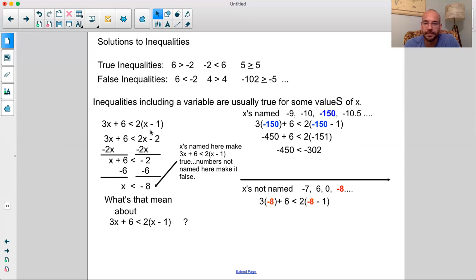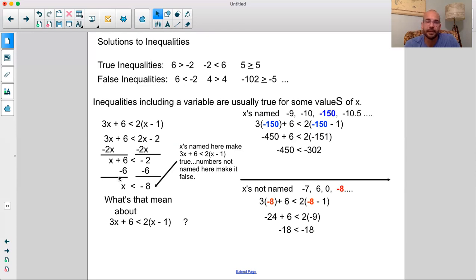So let's try the most controversial one out of that list, which is -8. What does that do to our original inequality? Well, it makes -24 plus 6 on the left. It makes 2 times -9 on the right. It ends up with -18 equals -18. And think for a second, is that a true inequality or a false inequality? It's one of those strange false ones. So a number that is not named here made the inequality false.